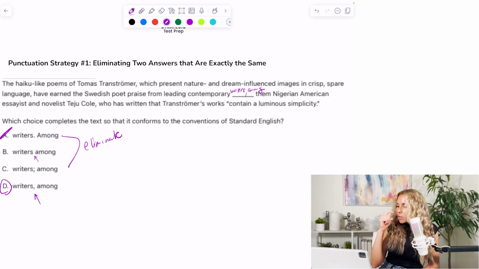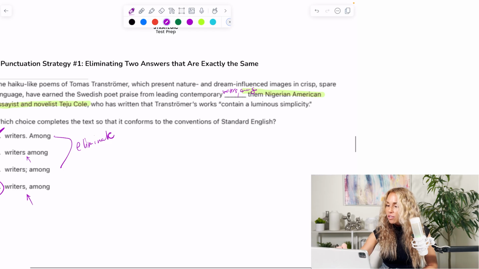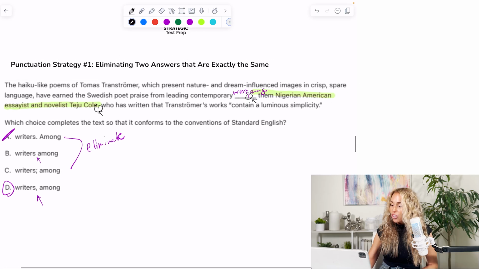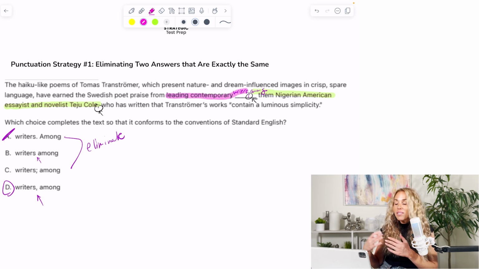Okay, well, it's because that means this part right here, among them, Nigerian American essayist and novelist Teju Cole, because it's now between these two commas, right here and right here, it makes that part non-essential. Why is it non-essential? Because I already know enough from the context. I know we're talking about leading contemporary writers. So this is just extra information. It's giving us an example of one of the leading contemporary writers, but it's specific enough already. I know what group they're talking about. I don't necessarily need that to understand the sentence. So essentially, I could take that whole part out. I could say, have earned the Swedish poet praise from leading contemporary writers.